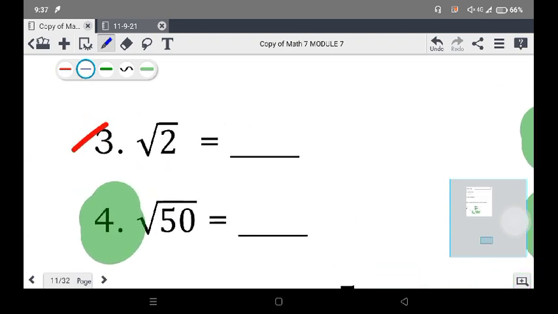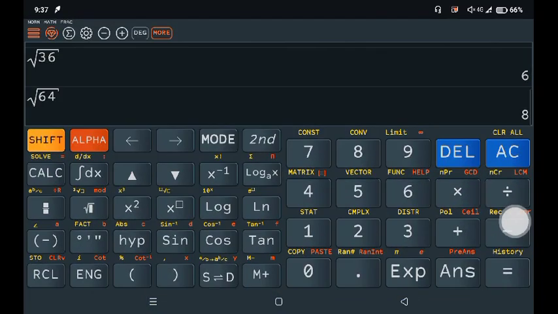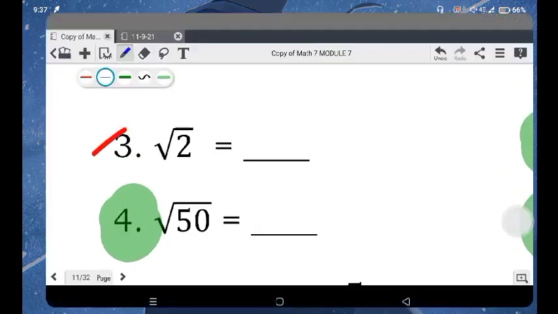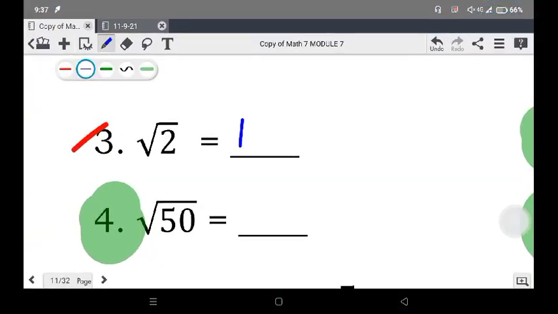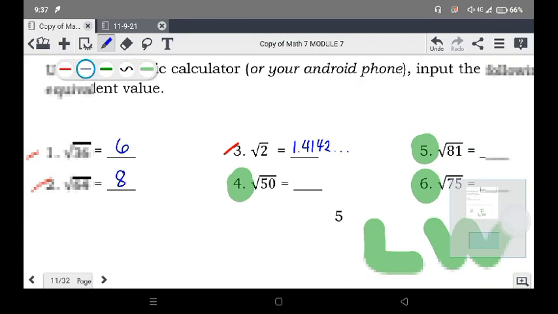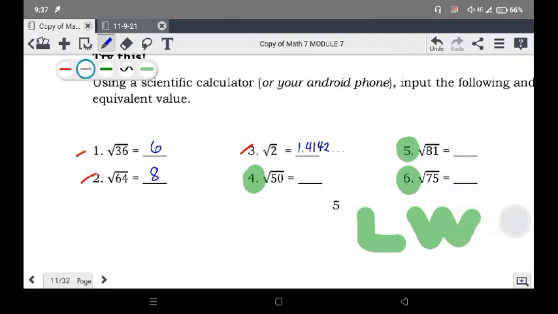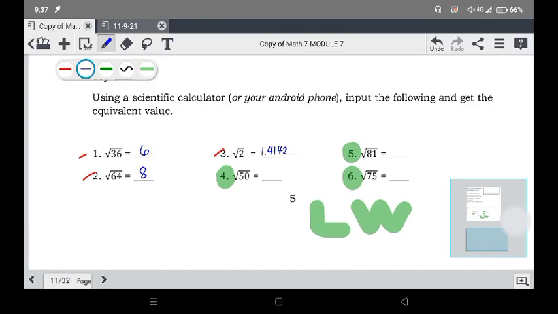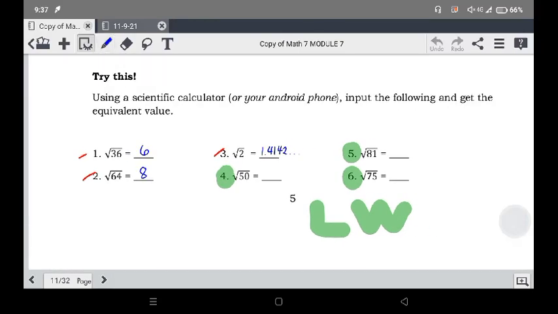Then we have number 3, the square root of 2. Okay, square root of 2. I'll press SD. Okay, so we have 1.4142. So we have square root of 2, which is 1.4142 and the decimals go on. Let's proceed to the next.